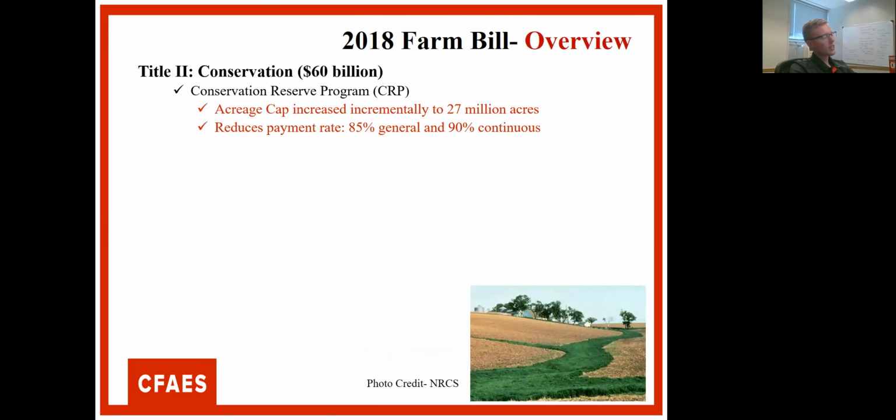On the conservation side, this was probably where we saw the biggest fundamental shift, but we see some of the same programs still in place. The conservation title contains the Conservation Reserve Program, that set-aside program to enroll acres in the program and not plant it, but receive a federal payment for those acres. We are currently capped at 24 million acres. The bill increased the cap of acres that are eligible to be enrolled in the program to 27 million acres, but it reduced the payment rate to 85% for general and 90% for continuous. So no more can you get 100% of the county rental rate. You can enroll more acres, but you don't get as high a payment rate.